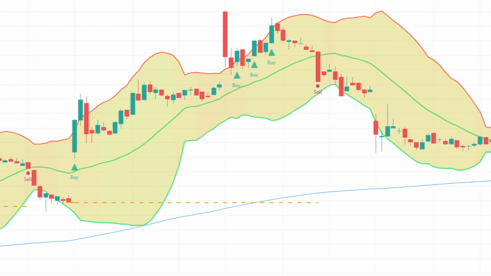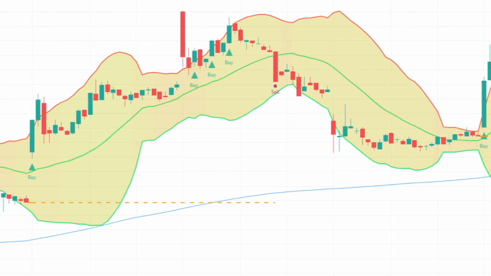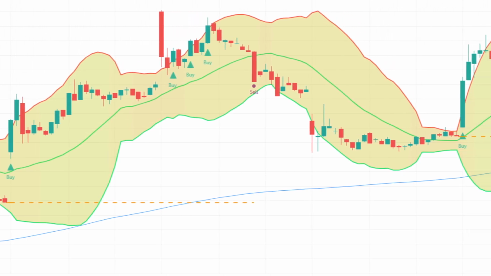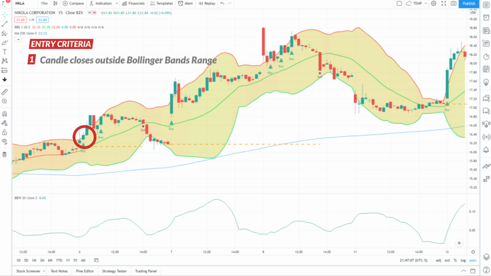This will ensure we keep the odds of profiting from this strategy in our favor and will help us enter only when we are presented with the best breakout opportunities. For our Bollinger Squeeze trading strategy, the entry criteria are: 1. A candle breaks out and closes outside the Bollinger Bands range. 2. The 200-period simple moving average is trending in the same direction as the breakout. 3. The Bollinger Bands width is expanding.